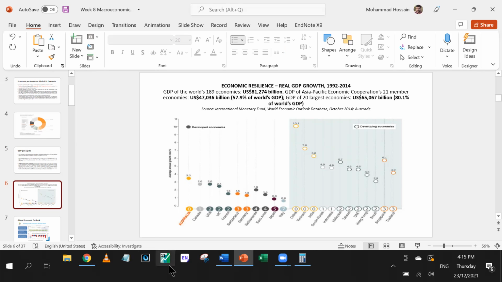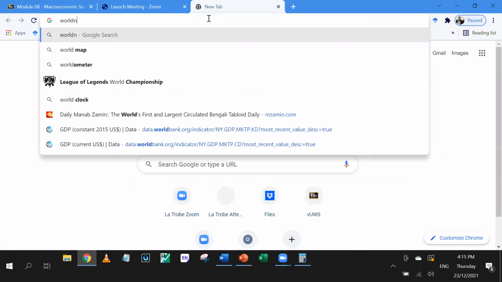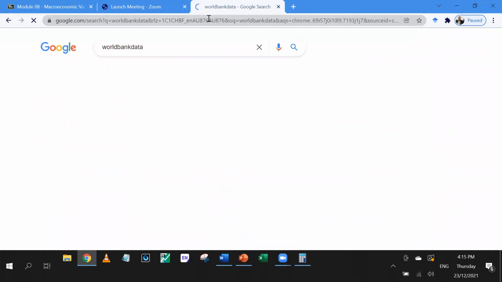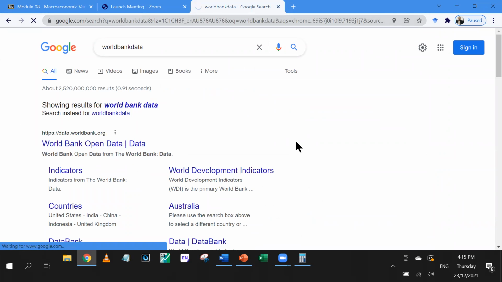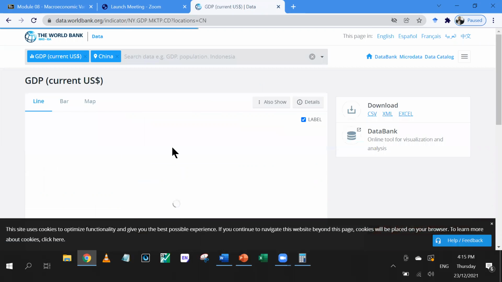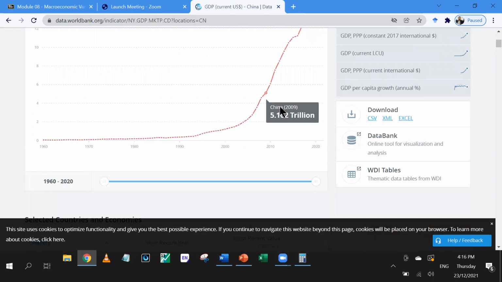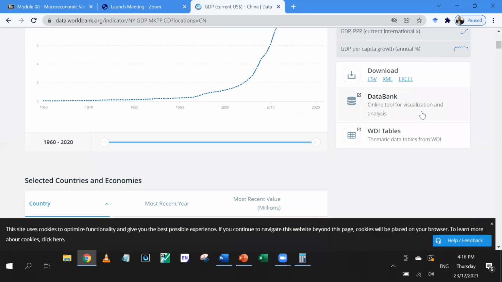I want to show you guys something very interesting. World Bank, that's what I want to say. So I will say GDP of China. The thing I want to draw your attention to here: look, this is the time, 2008, the whole world had some problems. I will show you guys this in the data bank.